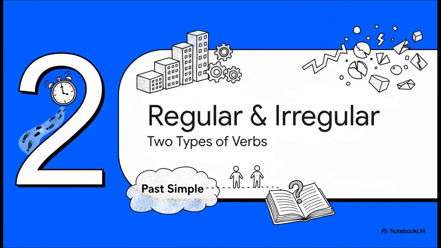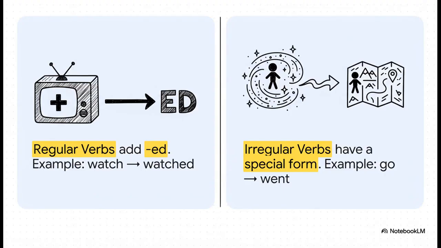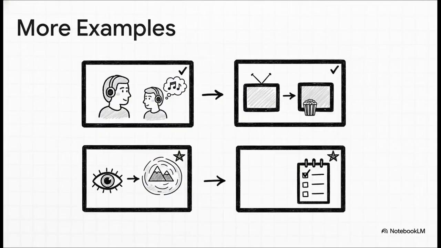So let's break this down. In the past simple, you've really got these two main kinds of verbs you need to remember, the regular ones and the irregular ones. And this shows the difference perfectly. So, for regular verbs, on the left, you just tack on that ed. Watch becomes watched. Easy. But then for irregular verbs, over on the right, the whole word changes, like go becoming went.